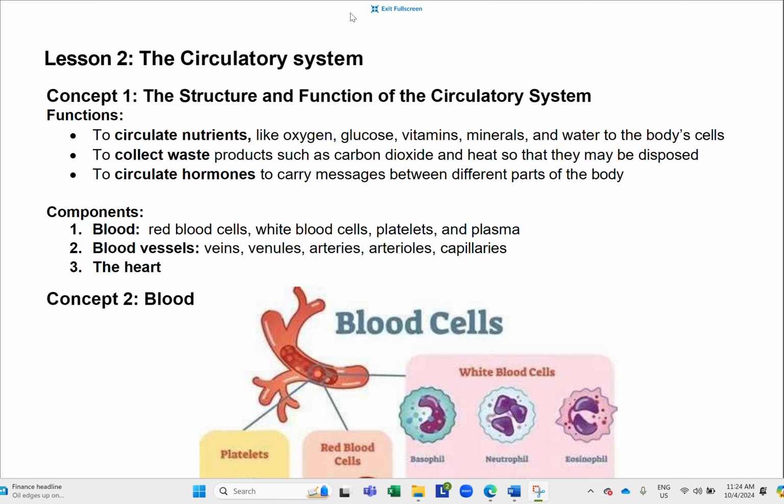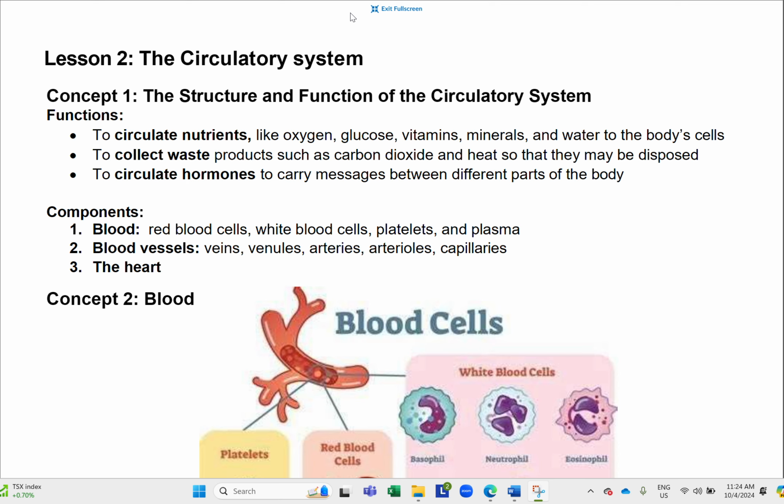So the circulatory system you might know a little bit better as the cardiovascular system, right? It's the system that is made up of your heart and all of your blood vessels, right? So cardio means heart. Vascular means the blood vessels, your arteries and your veins. And then of course, your blood, which is in your arteries and your veins.